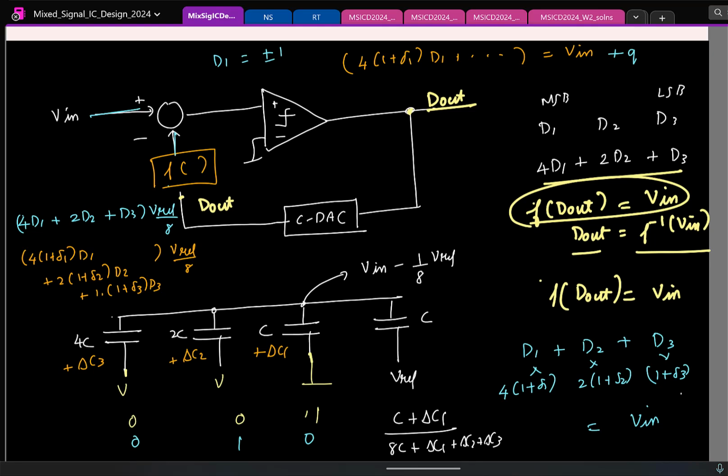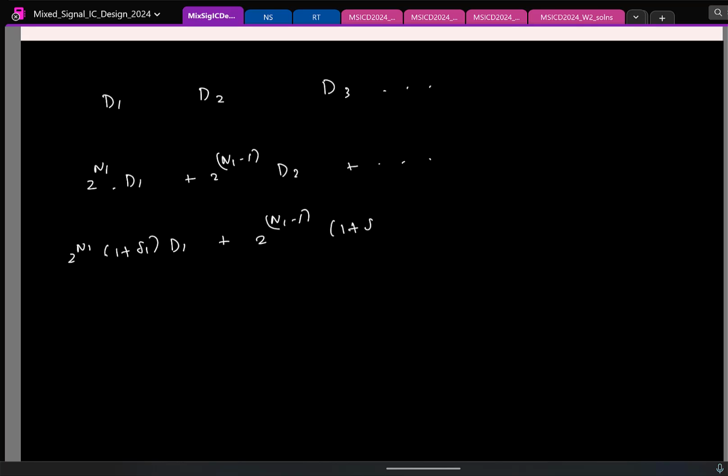So that's what we do in practice. We somehow estimate the mismatch in the capacitors. Once you know that, you take the digital bits D1, D2, D3, etc. Ideally, you will be doing 2 power n minus 1 times D1 plus 2 power n minus 2 times D2, and so on. You will do this if there is no mismatch in the capacitors. If there is mismatch in the capacitors, you do 2 power n minus 1 times 1 plus delta 2 times D2. So you just change the weighting factors for the individual bits, and that will eliminate the nonlinearity.